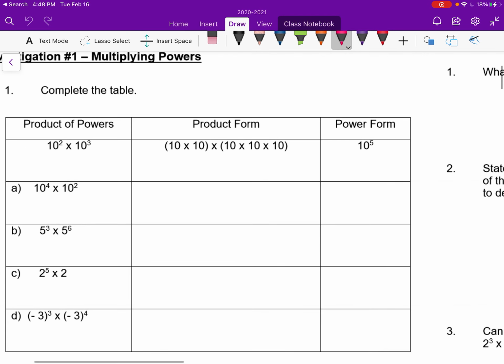So if you notice here, you have product of power. If you have 10 to the power of 2 multiplied by 10 to the power of 3, we're just going to write it out in its product form. That's 10 times 10, which is 10 to the power of 2, and then multiplied by 10 to the power of 3, which is 10 times 10 times 10, right? Taken all together, you have 10 times 10 times 10 times 10 times 10, and if you count all the 10s, you're left with 5, right?